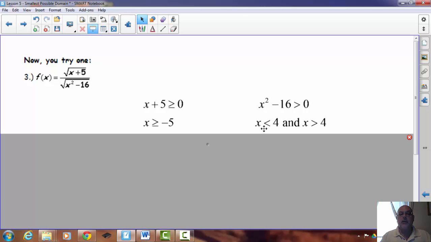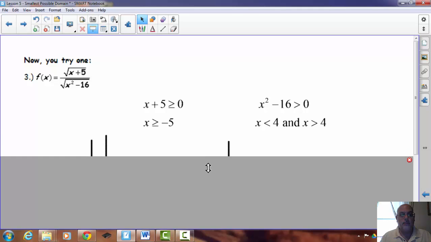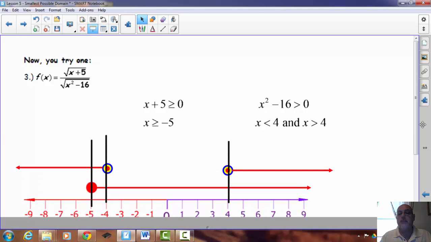There is a typo here. This should be x is less than negative 4. Let me see if I can put this in with my tablet. I guess the tablet's not working. So I will correct that. But just remember, there should be a negative 4 right here. x is less than negative 4, and then x is greater than 4. At least I graphed it right.